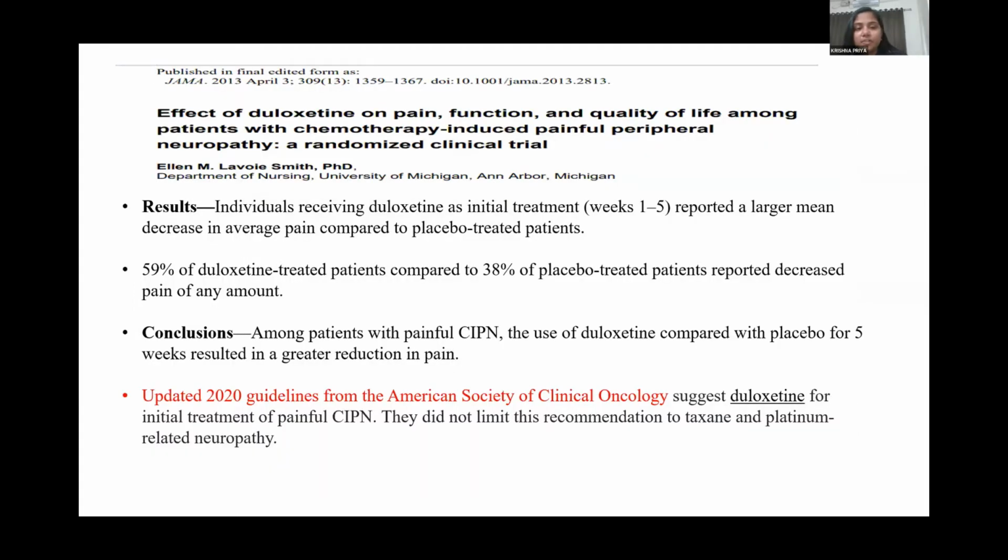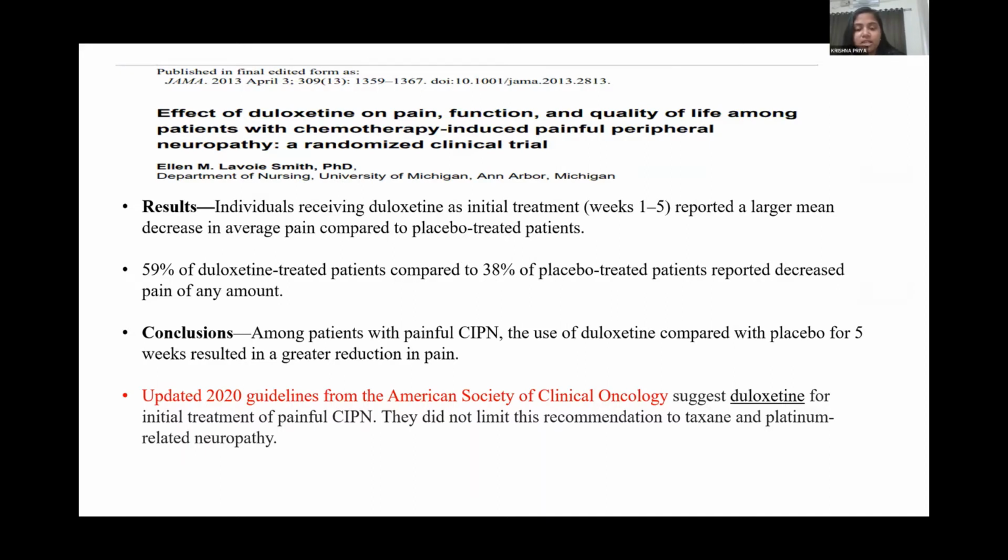So this is one of the studies which shows duloxetine in the management of chemotherapy-induced peripheral neuropathy. The individuals receiving duloxetine in initial treatment, that is from the first 1 to 5 weeks, reported a larger mean decrease in average pain compared to placebo-treated patients, and 59% of the duloxetine-treated patients showed improvement compared to 38% of placebo-treated patients.